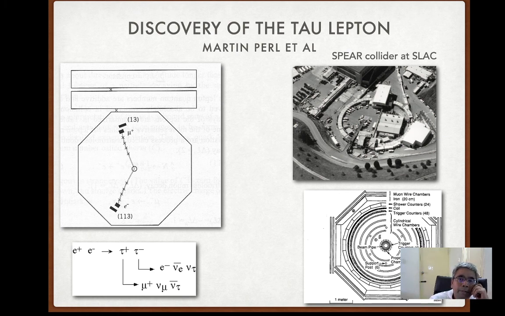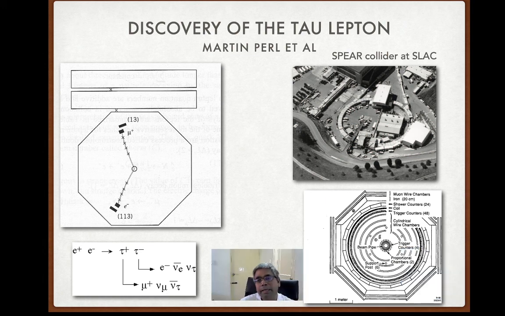So this was a discovery. There were some theoretical ideas which proposed that there should be a tau lepton. And so Martin Perl and company at SLAC, using the SPEAR collider, which we saw in the previous video, started looking for the tau lepton. Of course, they also didn't know the mass.